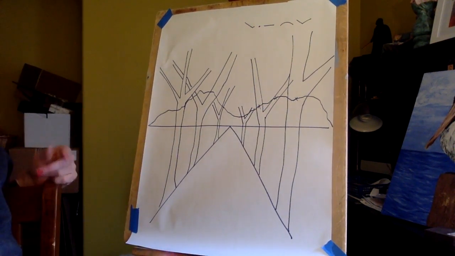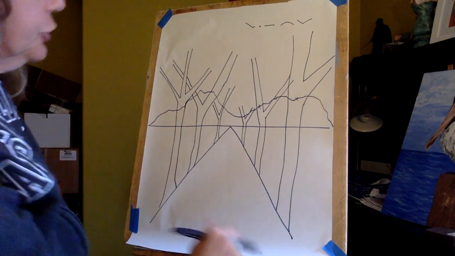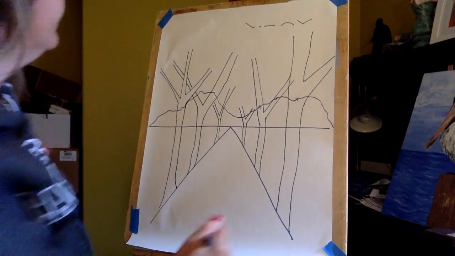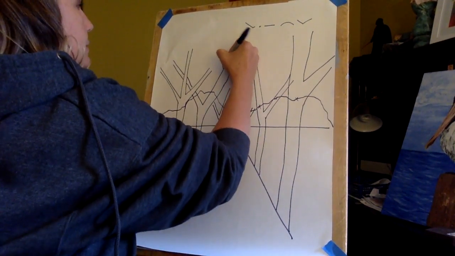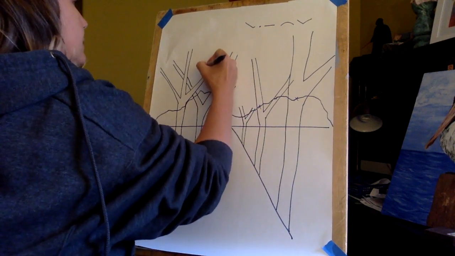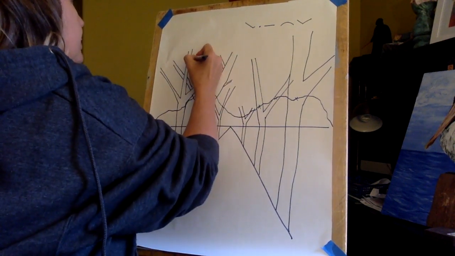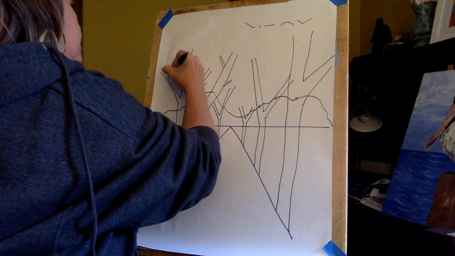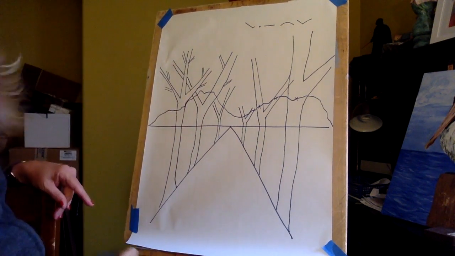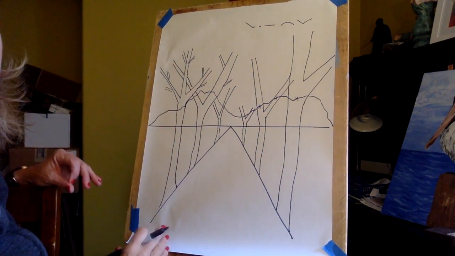Now, if you wanted to get more detailed in your tree, I love drawing trees. They're fun. I could make more lines here. And when you color in those branches, that's a really easy way to make tree branches.